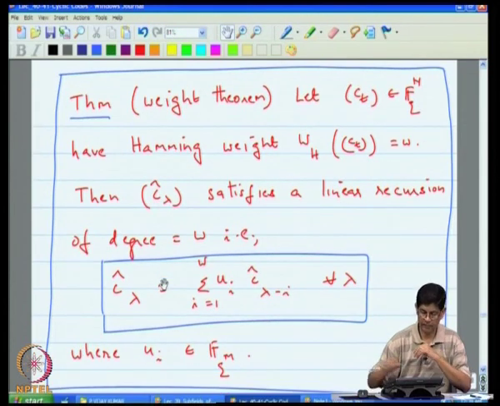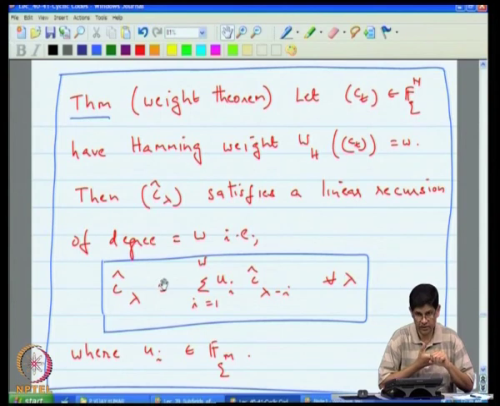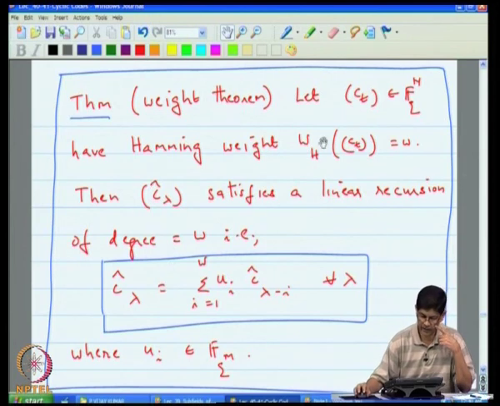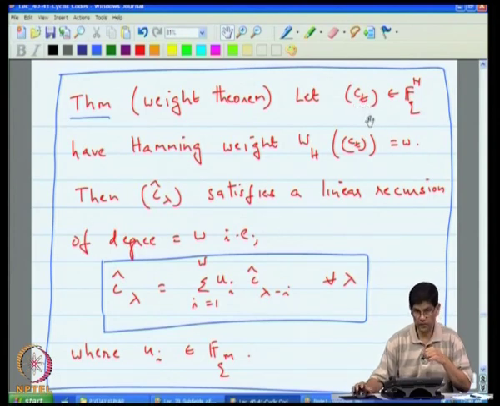Then we have a weight theorem. The two parameters that we were interested in: one is the dimension of the code, the second is the minimum distance. Now we are trying to establish the minimum distance of the cyclic code. So, the weight theorem says let C of t be an n-tuple whose Hamming weight is w. Now, it is not necessarily a code word, it is just any n-tuple. So, this is a rather general property.